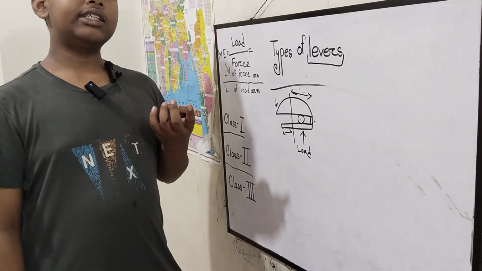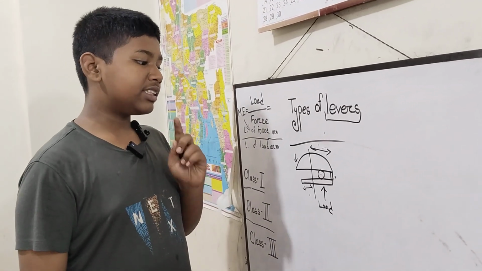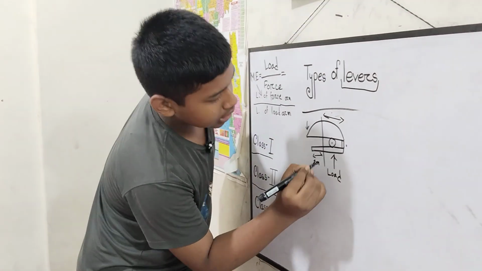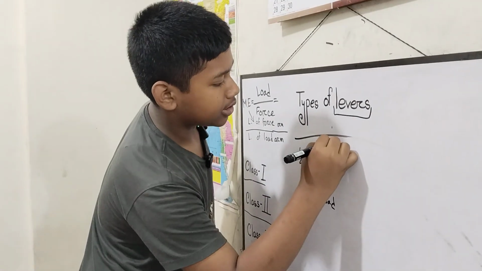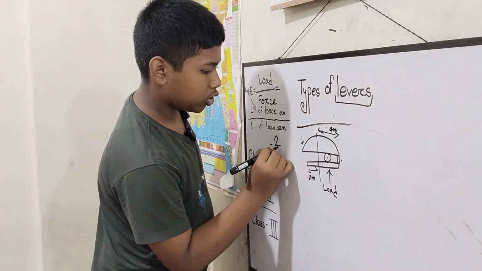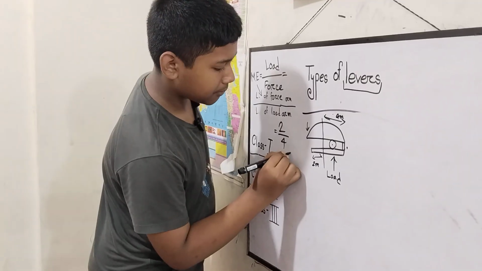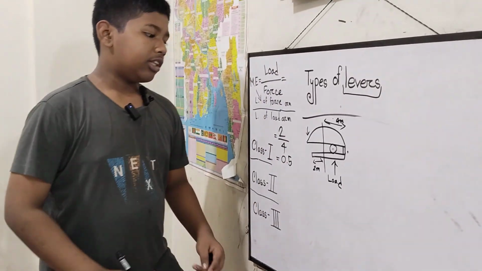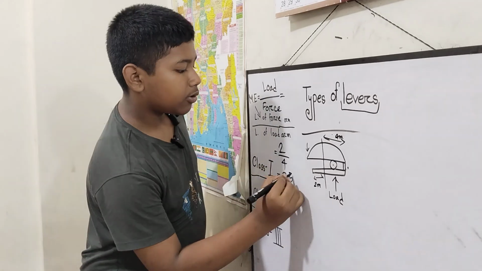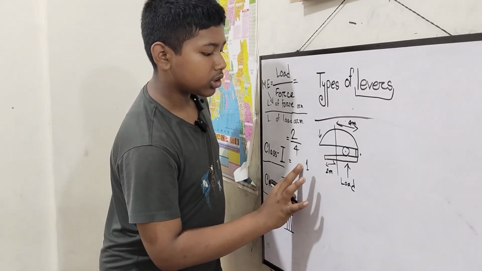What about increasing the mechanical efficiency? The mechanical efficiency formula remains as it is. Let's say that it is 2 meters and this is 4 meters. So we have 2 by 4, which is 0.5. Now let me give an equation. What if I want to get 1? We want 1 here. But how do we do this?